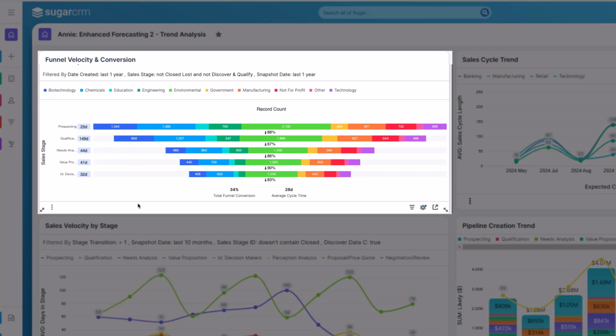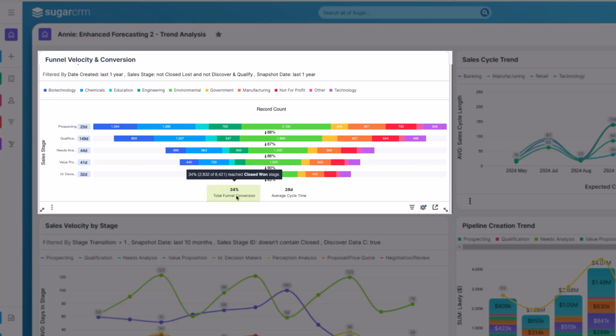The percentage between the various sales stages indicates what percent of the previous stage made it at least as far as the next stage. So looking here, 67% of the qualification stage opportunities progressed at least as far as the needs analysis stage. And at the bottom of the funnel, there are two summary metrics. On the left, we have the total funnel conversion. This is the number of close-won opportunities divided by the total number of records in the cohort. So for this example, 34% of the opportunities that entered the funnel actually reached the final closed-won stage.